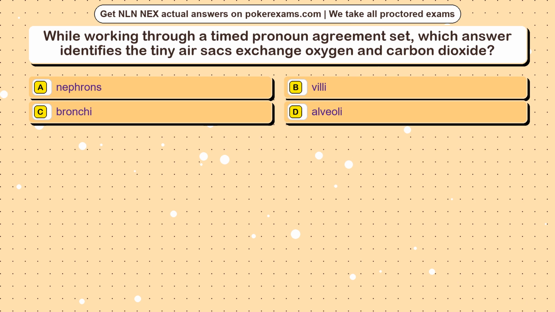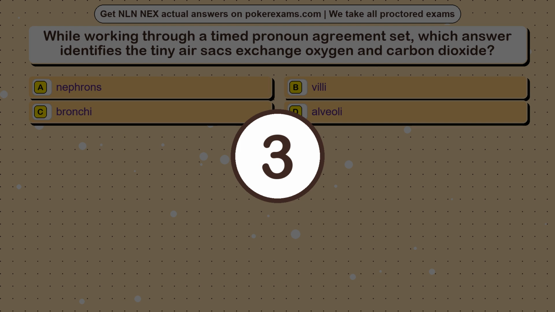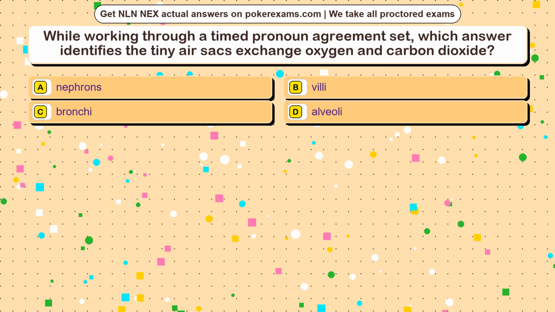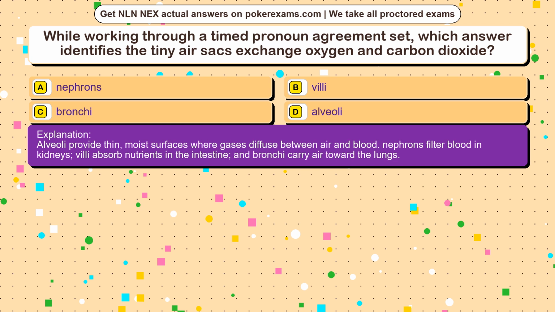Question 8. While working through a timed pronoun agreement set, which answer identifies the tiny air sacs that exchange oxygen and carbon dioxide? Option A, nephrons. Option B, villi. Option C, bronchi. Option D, alveoli. The correct answer is option. Alveoli provide thin, moist surfaces where gases diffuse between air and blood. Nephrons filter blood in kidneys, villi absorb nutrients in the intestine, and bronchi carry air toward the lungs.